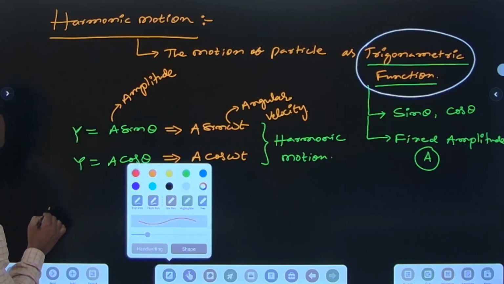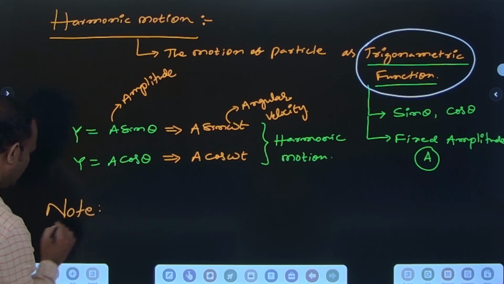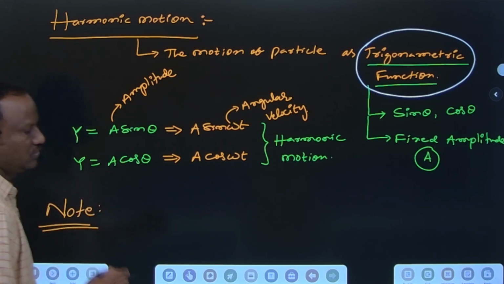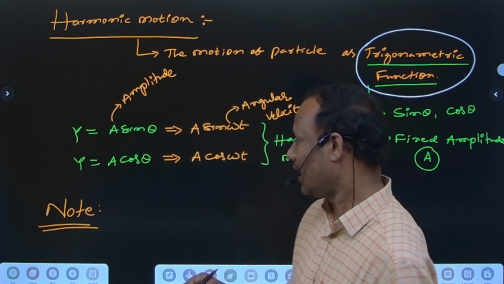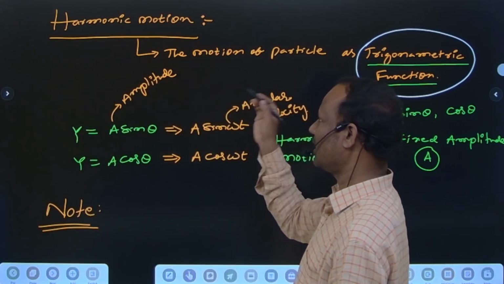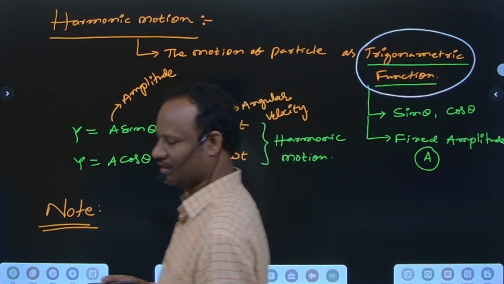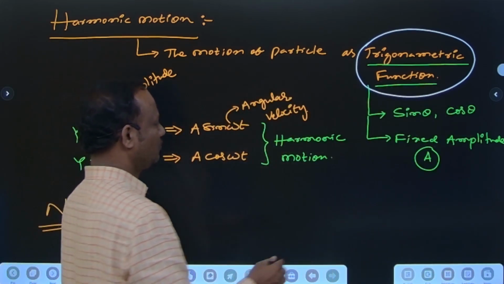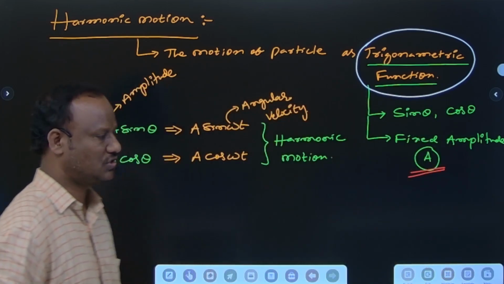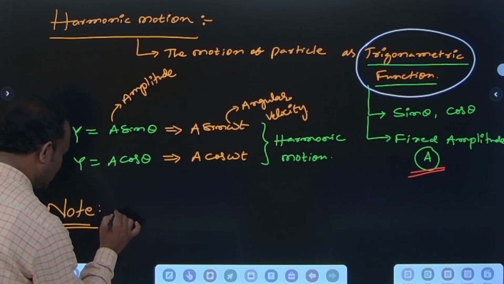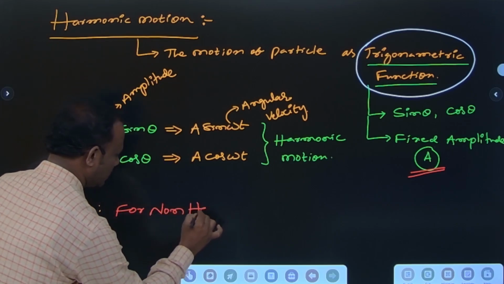Just put this as a note. Sir, you are saying about this harmonic function, that is harmonic motion. What do you mean by non-harmonic motion? In non-harmonic motion, the amplitude is not constant. So put this down as a note for non-harmonic motion.